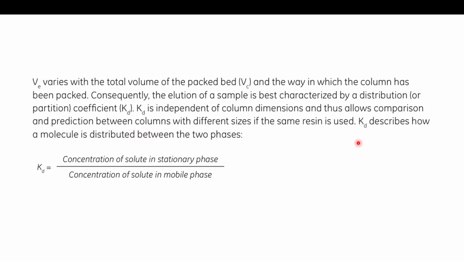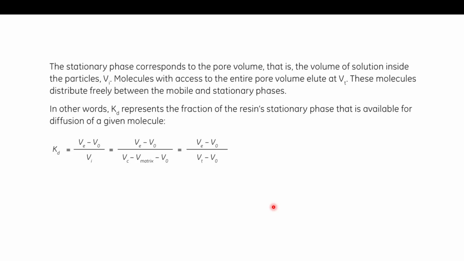So this distribution coefficient of a molecule can be expressed as the concentration of the solute in the stationary phase, the matrix or the resin that is being talked about, divided by the concentration of solute in the mobile phase, the buffer that is passing through it. So the stationary phase corresponds to the pore volume. In case of SEC, the stationary phase corresponds to the pore volume, that is the volume of solution inside the particles, Vi, which was the total column volume minus the void volume, or V0.